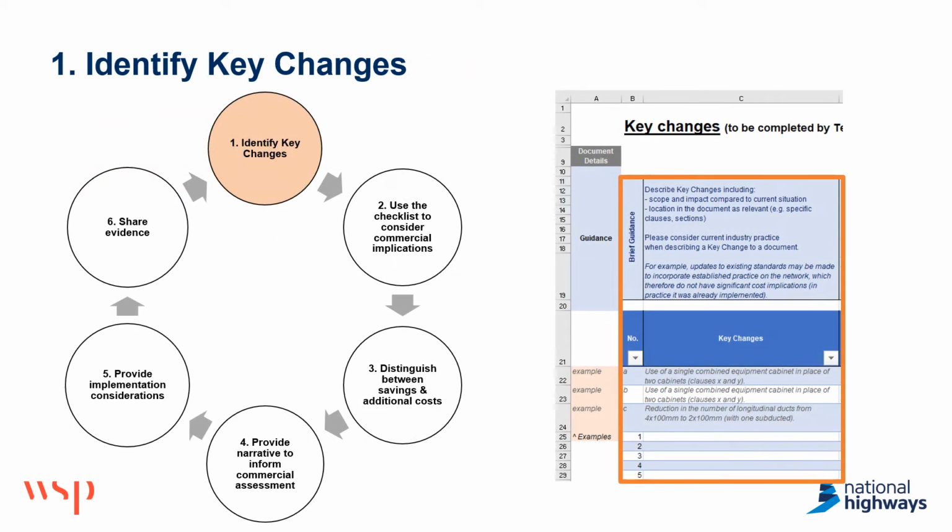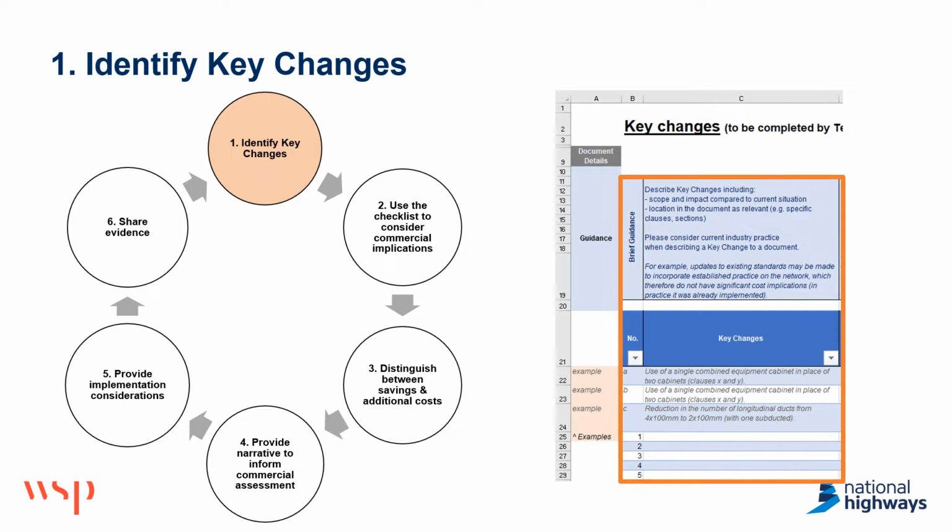So the first step in the process is to identify key changes. As I mentioned previously, a key change is anything that is a change to current industry practice. You write your key change under the Key Changes heading, including the scope and the impact compared to the current situation. It's also very helpful if you can include the location in the document as relevant. That's the specific clauses or sections.